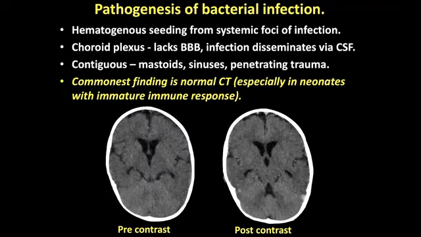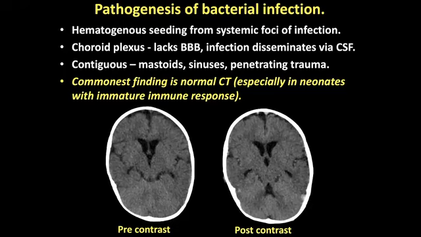So what is the pathogenesis of bacterial infection and how does that relate to what we see on imaging? Well, we get hematogenous seeding from a systemic focus of infection. Additionally, it can come via the choroid plexus. And remember that the choroid plexus lacks a blood-brain barrier. And so it's very easy for any infective focus that goes into the choroid plexus to disseminate via the CSF. And then in older patients, contiguous spread from infection in the mastoids or the sinuses or from penetrating trauma.